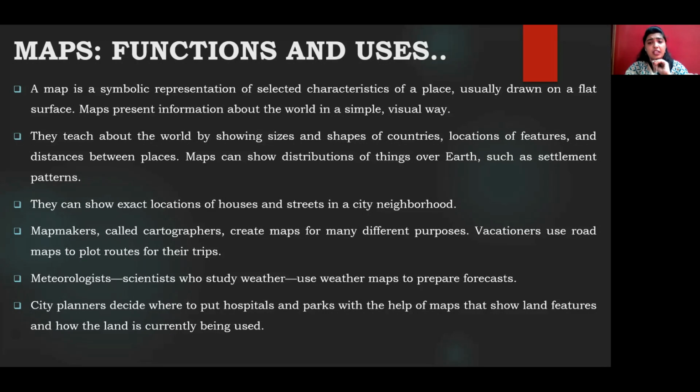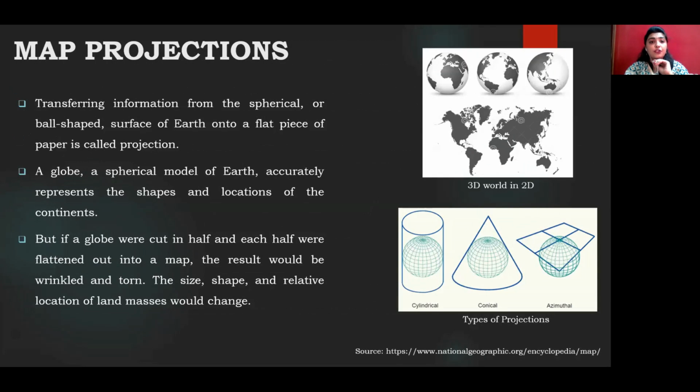City planners need maps to plan where to put hospitals, and if there's a hospital here, then I need to have a medical store nearby. The place should be in such a way that people can go to that place. It's not far away from the city, or it's not exactly at the center of the city where it becomes very difficult for people to commute. So all those decisions for city planners can also be made with the usage of maps.